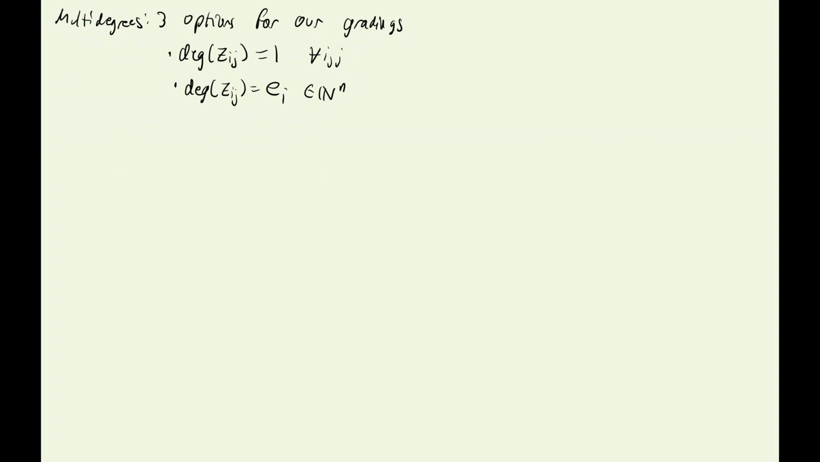Oh, no, that's not what we want. This is just taking the rows. And the final option we might consider is if we want to care about rows and columns, then the first n of our slots are taken up by the row information, and the next n of our slots are taken up by the column information. So this is an N to the 2n grading.